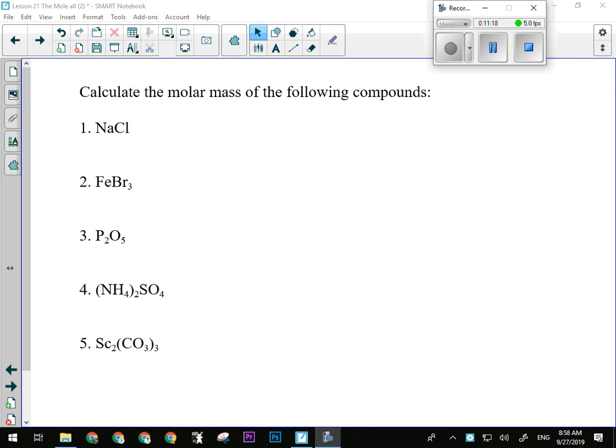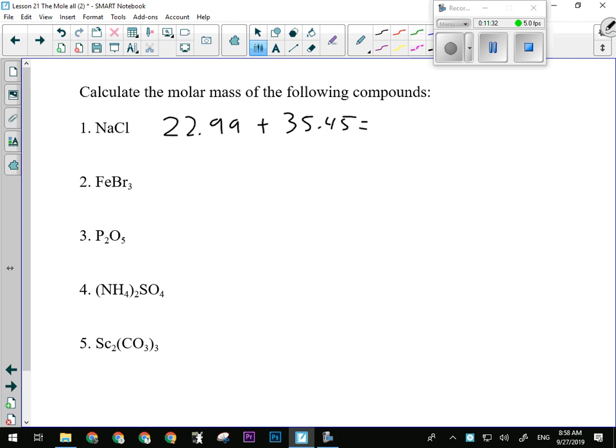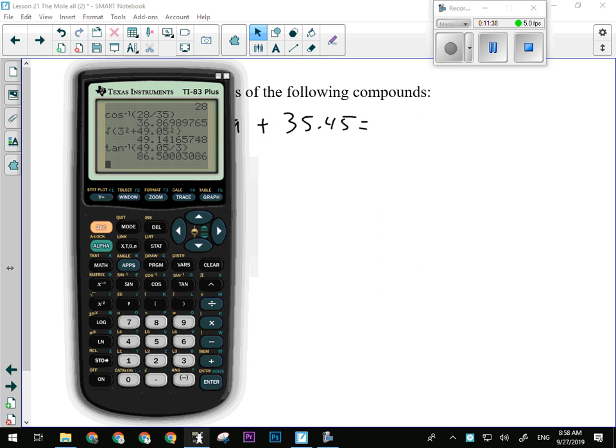Doing this right. Okay, so number one, we got sodium chloride. How many sodiums are there? Just one. All right, so we go 22.99, and then we add on to that one chlorine, which is 35.45. Okay, it's going to give us 58.44, right?